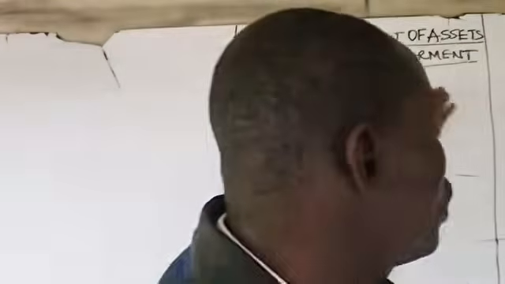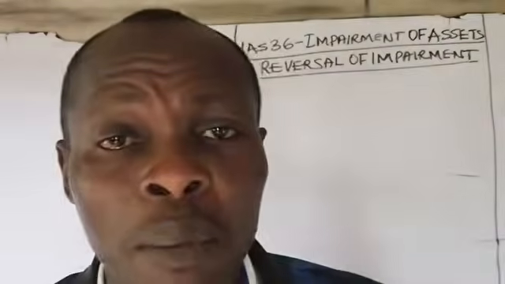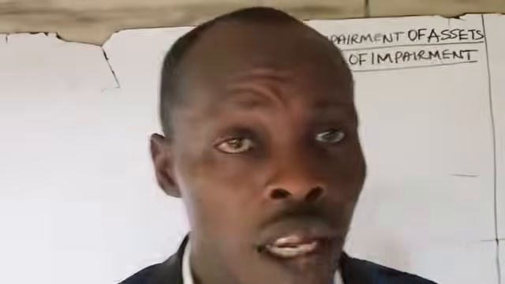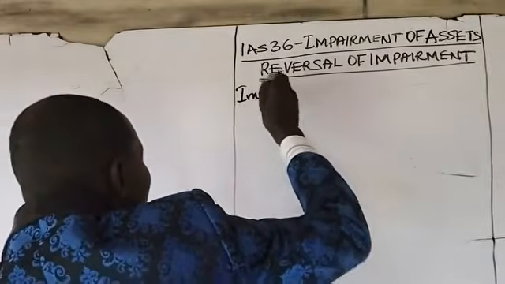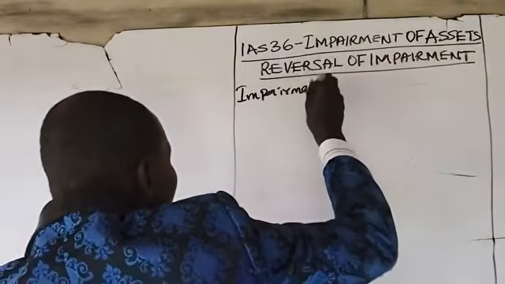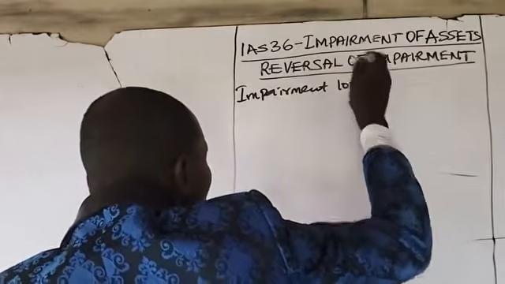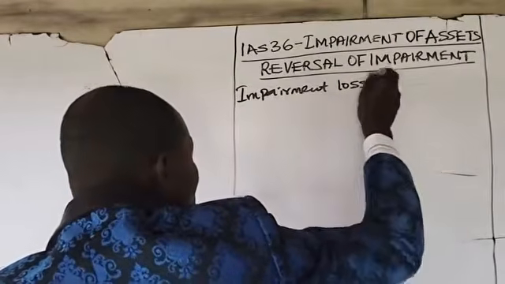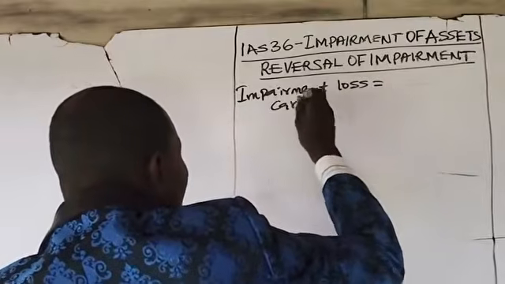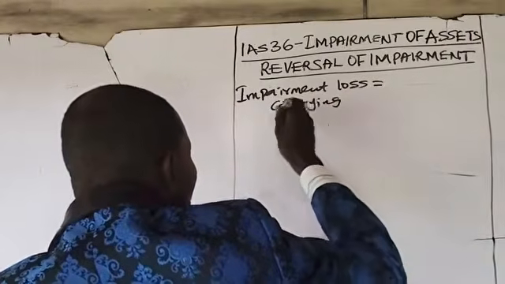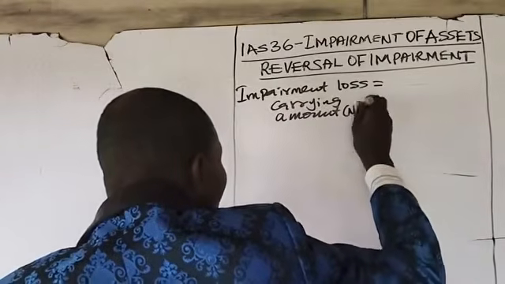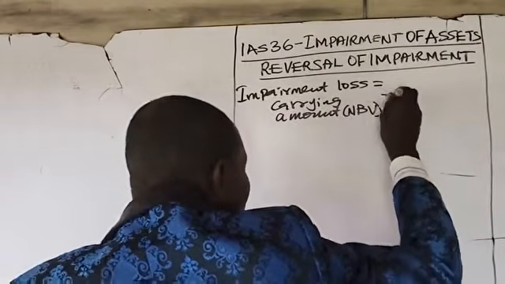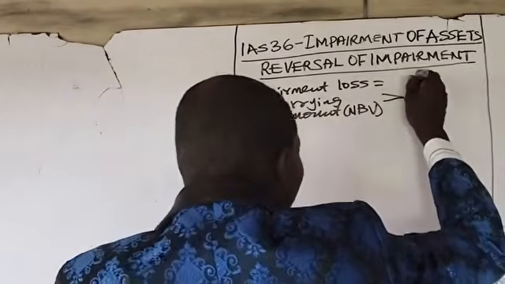Impairment loss is where the carrying amount of an asset exceeds its recoverable amount. That is impairment loss. Impairment loss is where the carrying amount of an asset, the carrying amount is called the net book value of an asset, exceeds, that is greater than the recoverable amount.